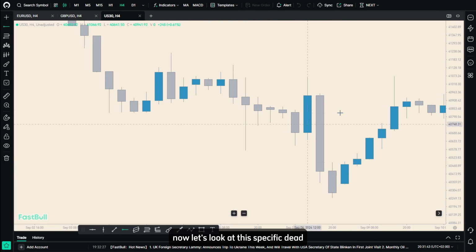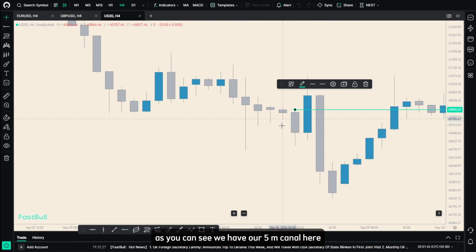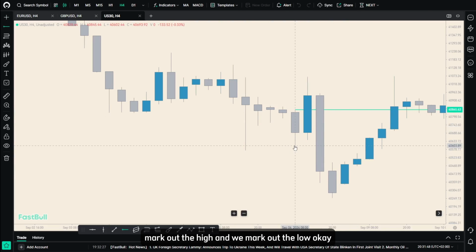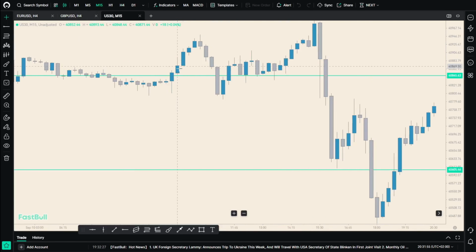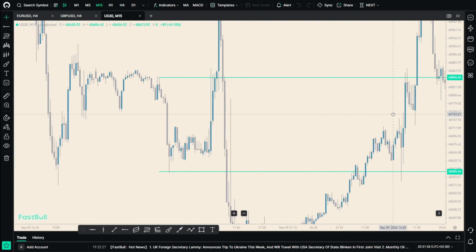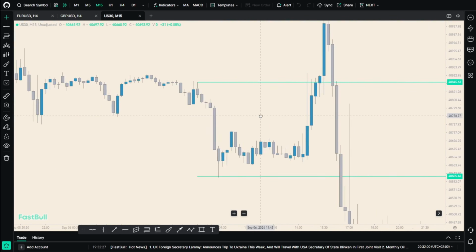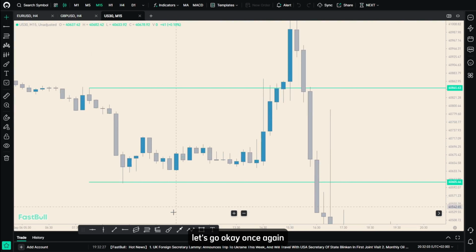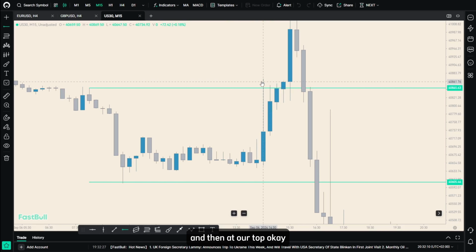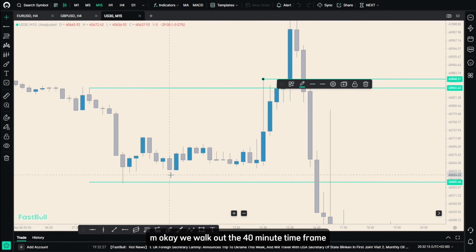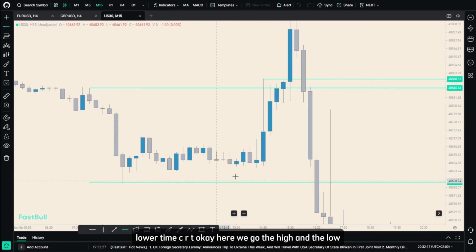Now let's look at this specific day. As you can see, we have our 5 a.m. candle here, mark out the high, and we mark out the low, okay? From this point, we could then go down to a lower time frame to check for a lower time frame CRT. Okay, once again, we have the 15-minute make that initial sweep, okay? We have the initial sweep happen at our 1 a.m. We mark out the 15-minute time frame, lower time CRT.